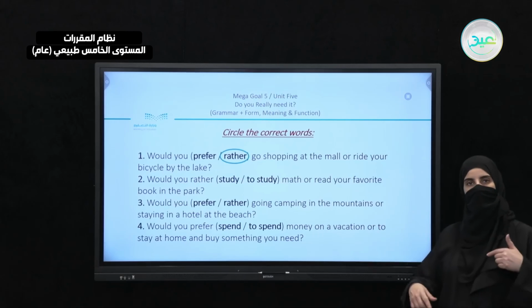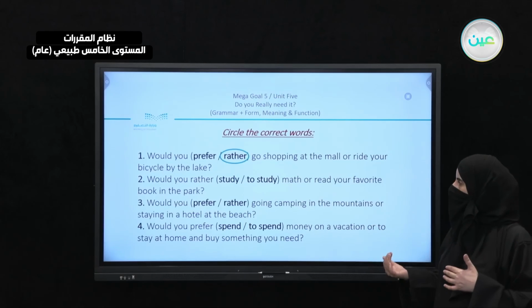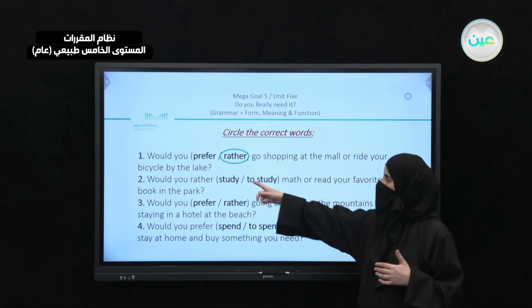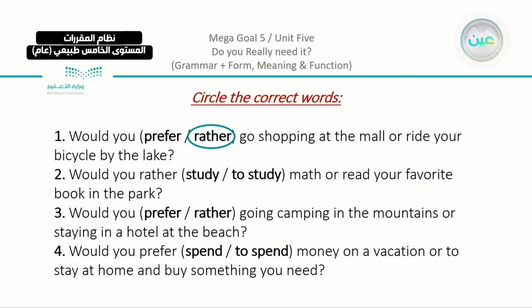Here we have the opposite. Would you rather study or to study? Now we agreed that using rather, we're going to choose the base form. Number 3, would you prefer or rather going camping? You can see that you have a gerund here, which means that we can choose prefer. And also number 4, would you prefer? We can use to plus the infinitive and say to spend money on a vacation or to stay at home and buy something you need.